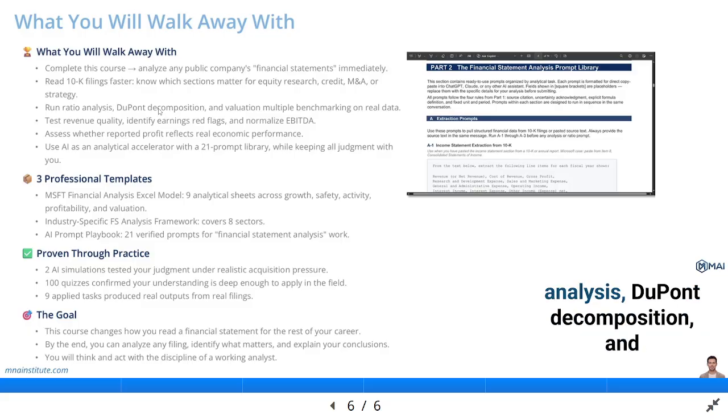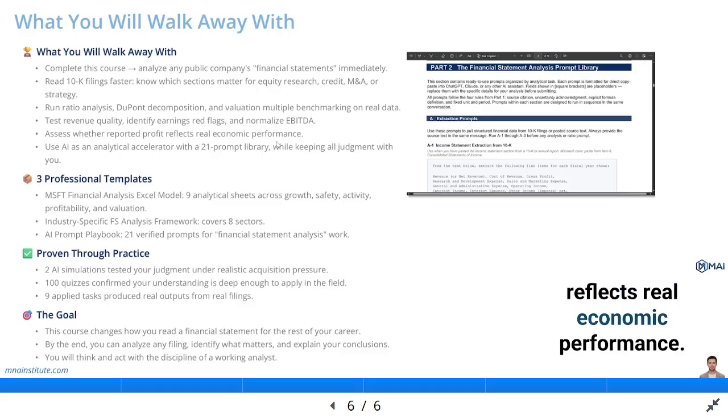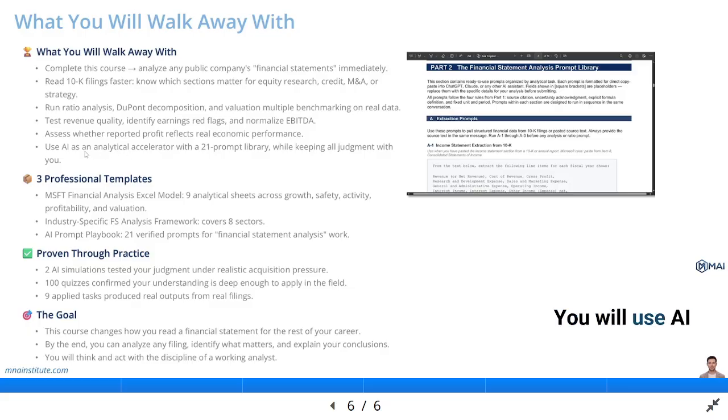You will run ratio analysis, DuPont decomposition, and valuation multiple benchmarking on real company data. You will test revenue quality, identify earnings red flags, normalize EBITDA, and assess whether reported profit reflects real economic performance. You will use AI as a genuine analytical accelerator with a 21-prompt library while keeping every judgment and verification with you. You will leave with 3 professional templates.